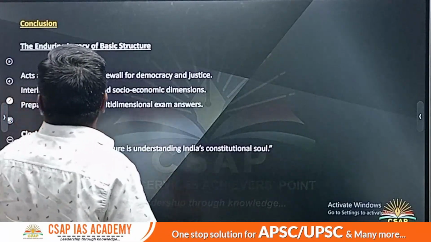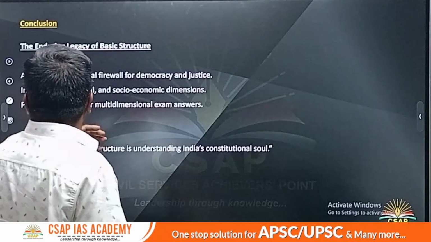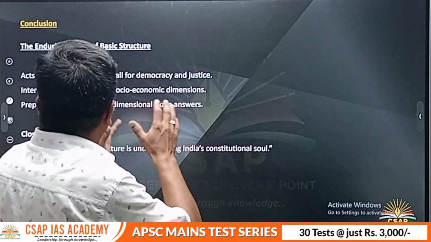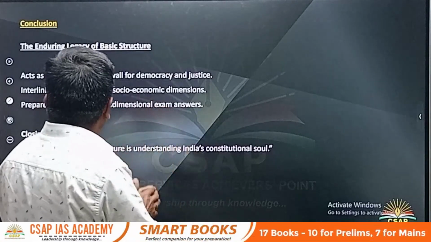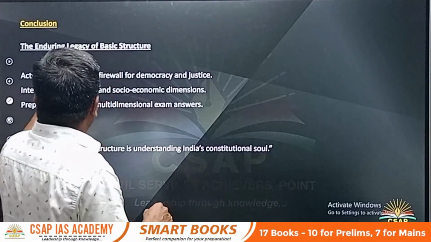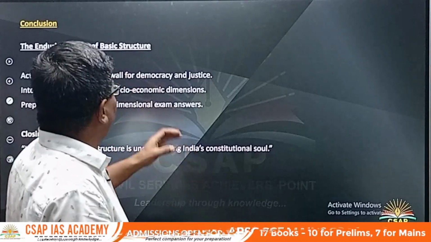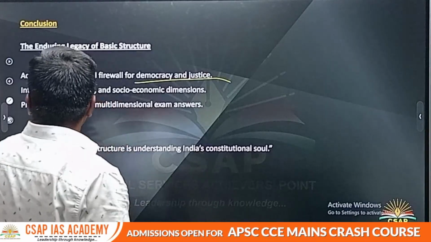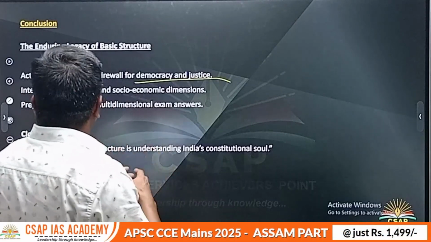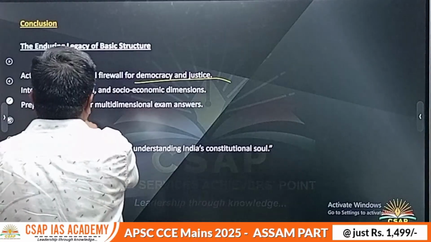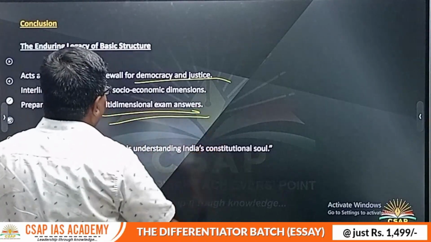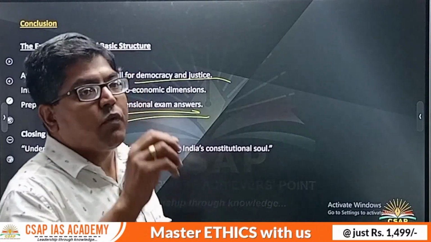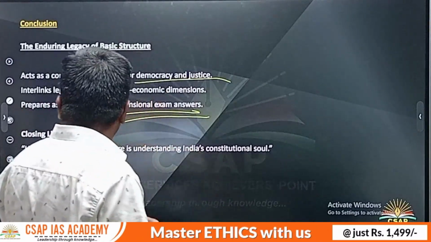So finally we can say that from the discussion of constitutional amendment and basic structure, what we understood is that the basic structure acts as a constitutional firewall for democracy and justice. It is very important for aspirants to prepare such themes from a multidimensional perspective, so that they can effectively handle questions across the GS papers.